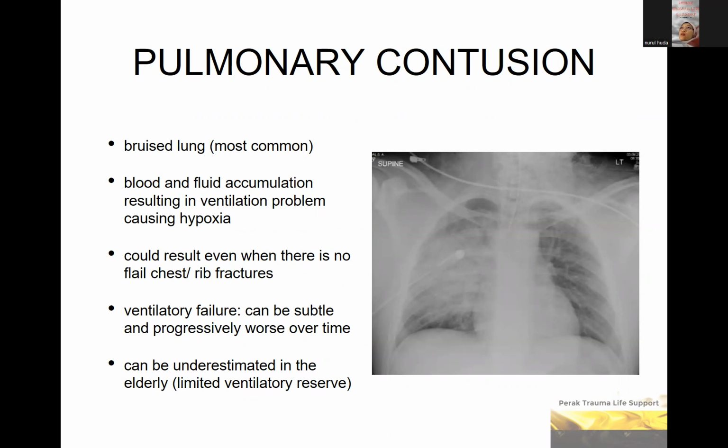Next is the pulmonary contusion or bruised lung. It can happen even though there are no rib fractures or flail chest, especially in children. There is blood and fluid accumulation that results in ventilation problems and causes hypoxia. Pulmonary contusion can be subtle. The ventilatory failure can be subtle and it can progressively worsen over time, so you have to closely monitor the patient. And it can be underestimated in the elderly because of the limited ventilatory reserve.